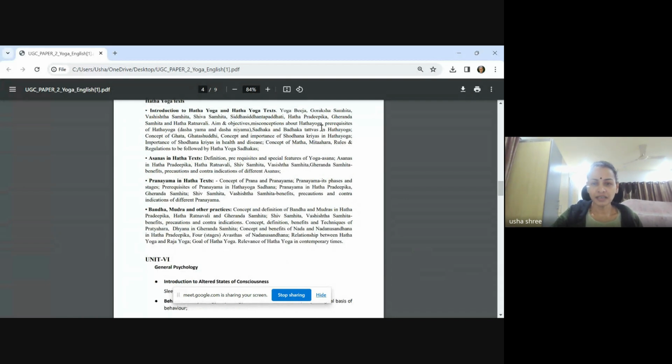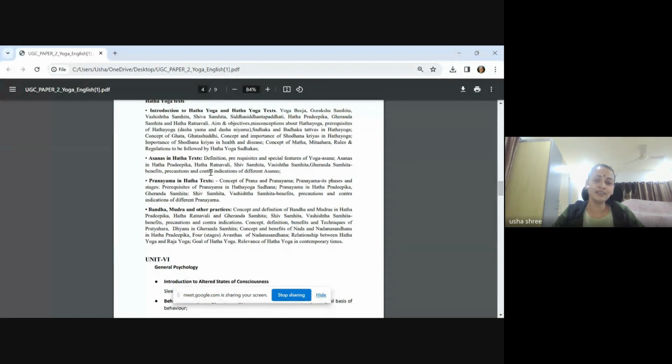And as you can see, there are sadhaka badhaka tattvas and the concept of ghata shuddhi, and the importance of shodhana kriyas in Hatha Yoga, the importance of the shodhana kriyas in health and disease, the concept of mitahara, rules and regulations that you have to follow, and asanas included in the Hatha Yogic texts, like the differences between what is included in Hatha Pradipika versus what is included in Gheranda Samhita versus what is included in Hatha Ratnavali.